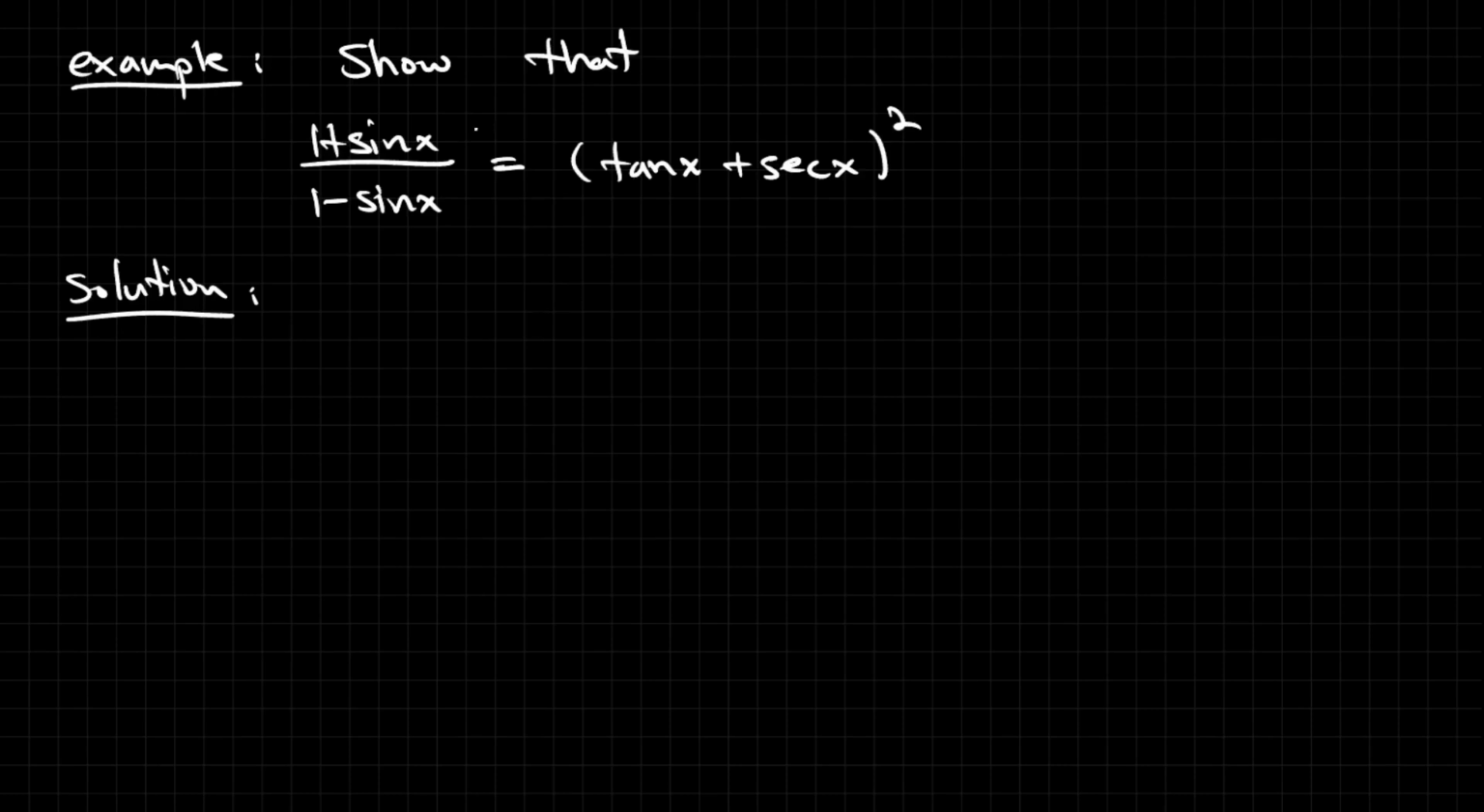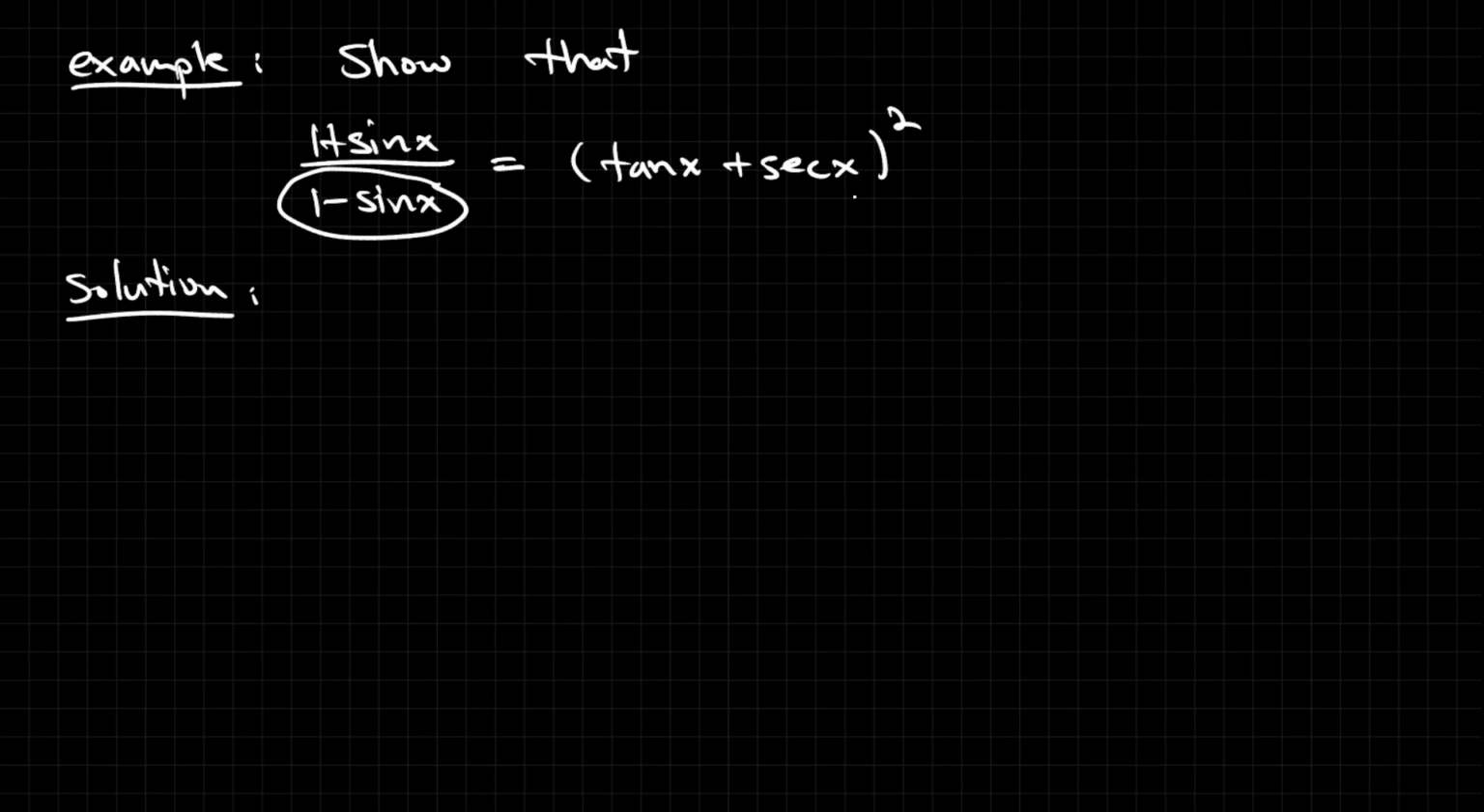Let's go ahead and show that (1 + sin x)/(1 - sin x) is (tan x + sec x)squared. Now, when I look at this problem, I see a couple things. On the left-hand side, I see an opportunity to multiply by (1 + sin x)/(1 + sin x), because that would change my denominator into a cosine. But I also see on the right-hand side where I could go ahead and start FOILing.